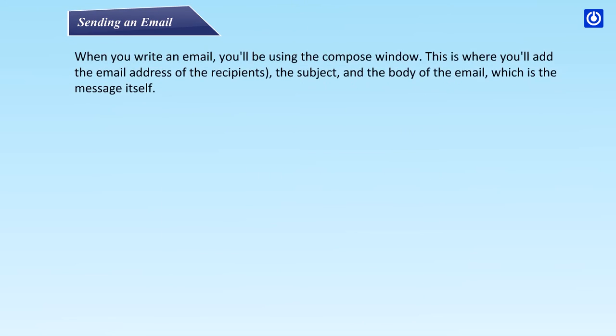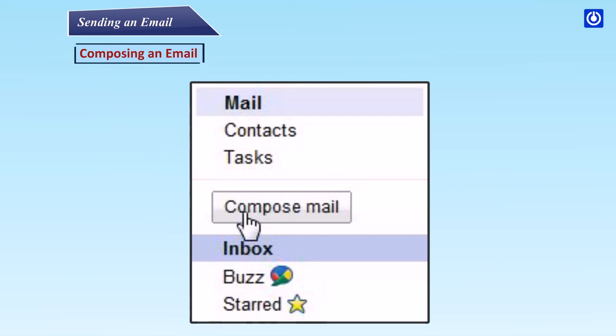Sending an email. When you write an email, you will be using the Compose window. This is where you will add the email address of the recipients, the subject, and the body of the mail, which is the message itself. Composing an email. Step 1. In the left menu pane, click the Compose Mail button.